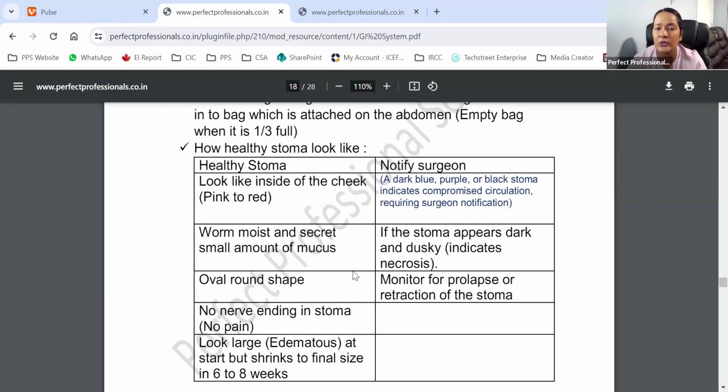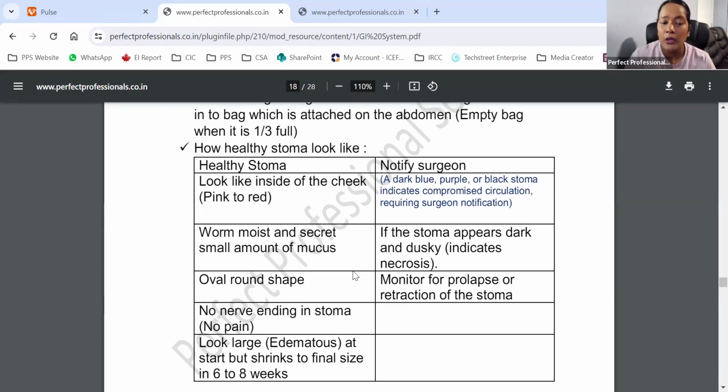As I told you, we have exocrine glands which secrete mucus to keep our system moist. Okay. Same way, the GI tract has mucus, so this intestine or this stoma will always be moist. It has to be in an oval shape. No nerve ending. There will be no nerve endings in the stoma, so the patient will not have pain.